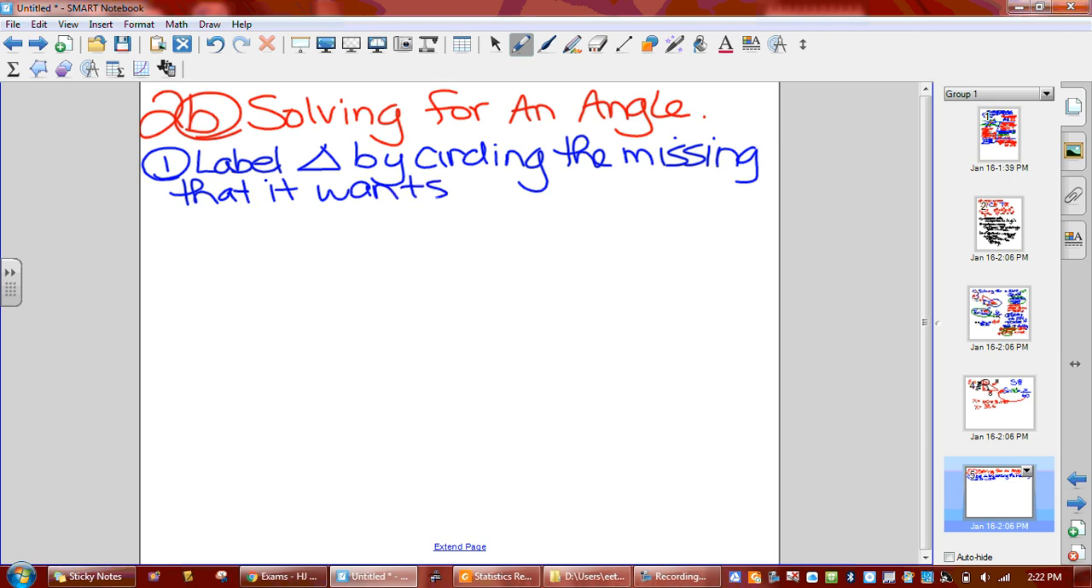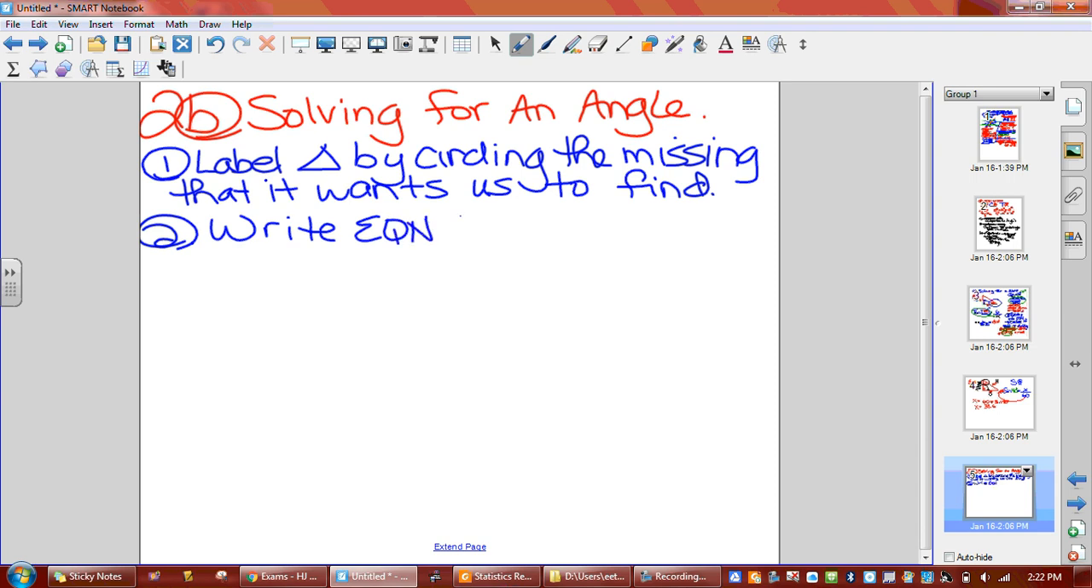Okay, second step, we are going to write the equation that matches the legs we are given. So we're going to write the equation that matches the information on the triangle. Are we given the O and the A, or the A and the H? What legs are we given? So we write the equation that matches, and then we substitute the numbers into the equation.